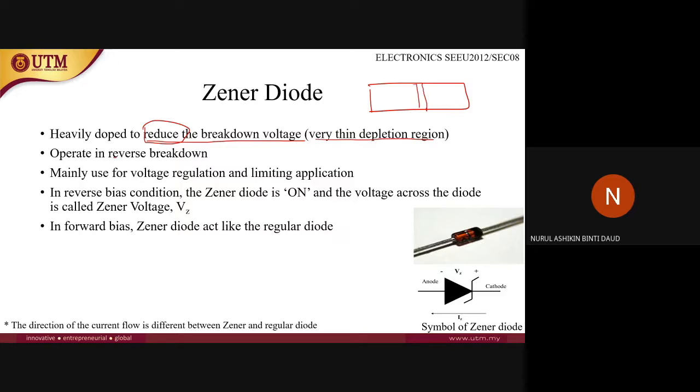So it operates in reverse breakdown. Different from a usual diode, which operates in forward bias. When reverse biased, a normal diode will be off. However, a Zener diode is designed specifically to work in reverse breakdown. It works with negative voltage, in reverse current.